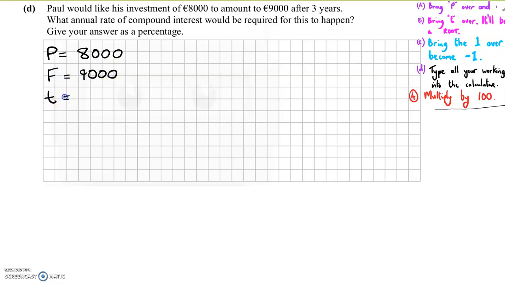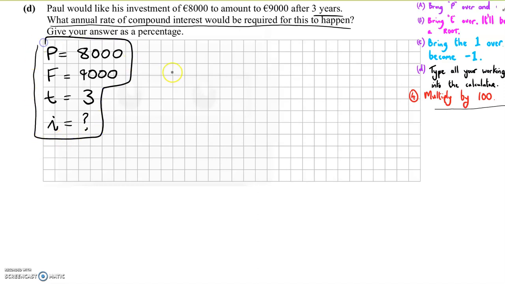And he's willing to save for 3 years. What annual rate of compound interest? So what would the interest rate need to be? So there's our details. We're going to write down the formula. F is equal to P(1 plus the interest rate) by the time. You fill in what you have.